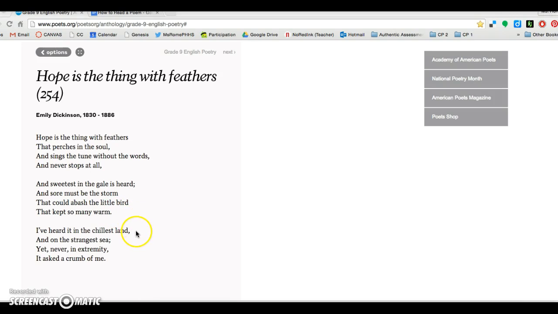Third stanza. Land, sea, extremity, me. Okay? Again, we have a different rhyme scheme in this stanza. Now we have land, which seems to stand alone, so it's going to be A. Then we have sea, extremity, and me, which all rhyme together, so they're going to be the B's. So it goes A, B, C, D, A, B, A, B, A, B, B, B. So we don't have a very consistent rhyme scheme here with Emily Dickinson.